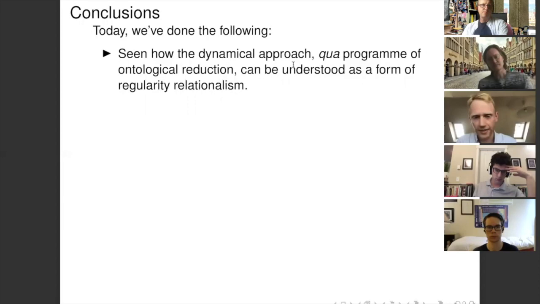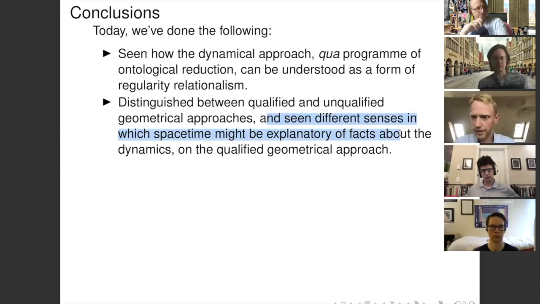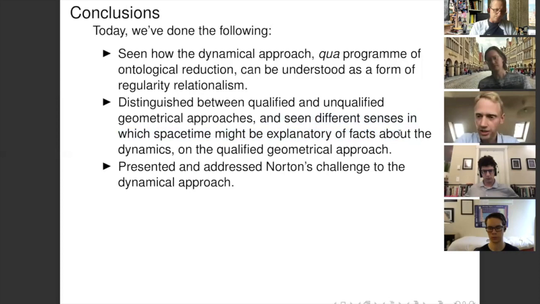We've thought about Brown's critiques of the geometrical approach, and we've seen that maybe some of them are a bit too fast. If we distinguish between the qualified and unqualified geometrical approaches, then the qualified geometrical approach actually seems to be totally fine. Moreover, we've seen different senses in which space-time might be explanatory on the qualified geometrical approach. Whether it's constructively explanatory presupposes substantivalism, but even if you don't buy into substantivalism, as a proponent of the geometrical view, you can still think that space-time explains facts about the dynamics in other ways, maybe unificatory ways, maybe structuralist ways. We've seen Norton's challenge, and we've seen some responses on behalf of the dynamical approach to that.